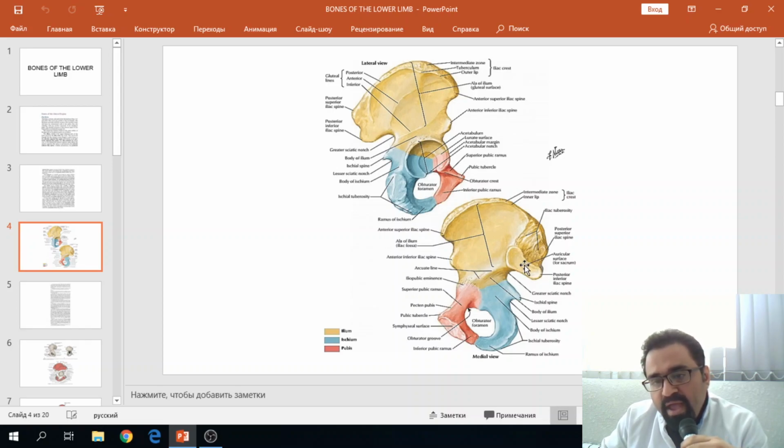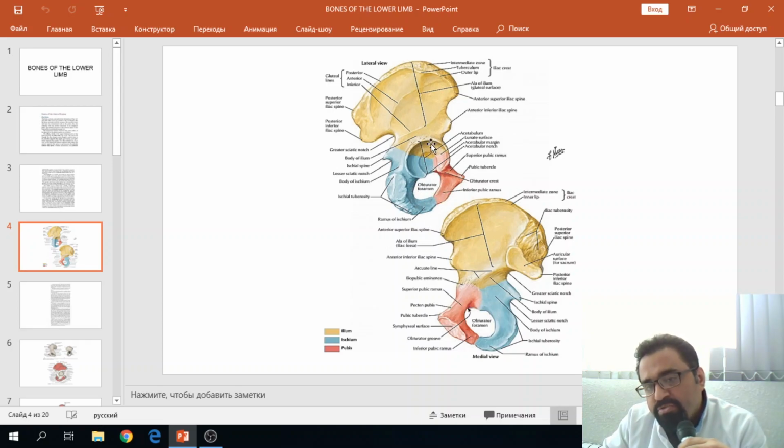Now as we go down, in blue color we can see there is the ischium bone. We have the ischial spine, a projected portion is called the ischial spine. Then this is the body of the ilium. This whole is the body of the ilium. The foramen formed between the pubis and the ischium is called the obturator foramen. This one is the obturator foramen.